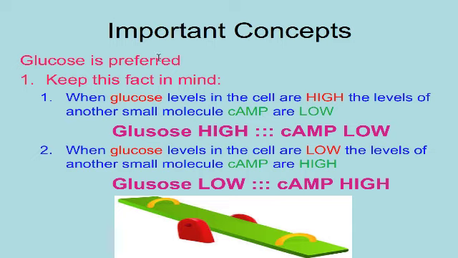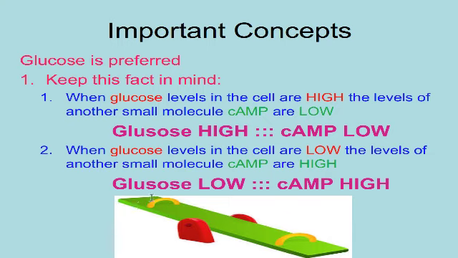So glucose, as we mentioned earlier, is the preferred source of sugar for energy purposes. So keep these facts in mind. This is a very oversimplified version of a very complex biochemical scenario, but good for us, it is. When glucose levels in the cytoplasm are high, the levels of another small molecule known as cyclic AMP, very similar to ATP, are low. So this relationship exists: when glucose levels are high, cyclic AMP levels are low.